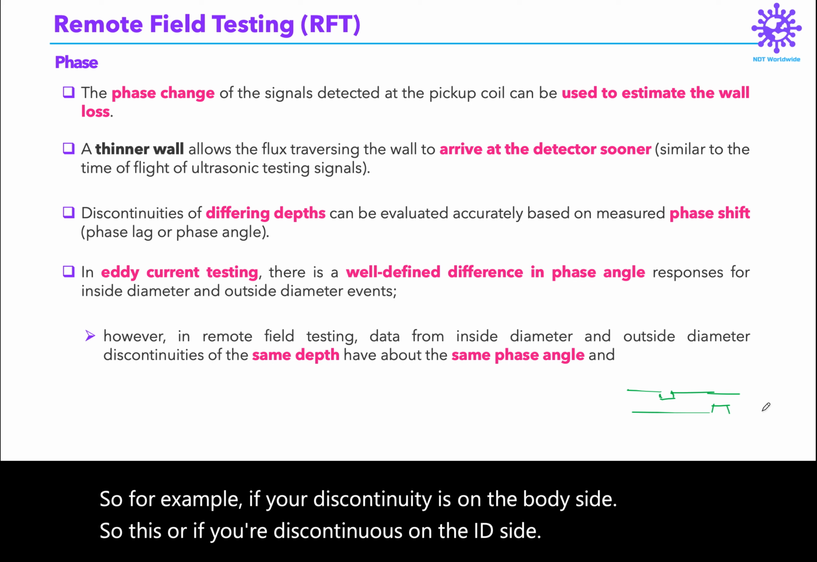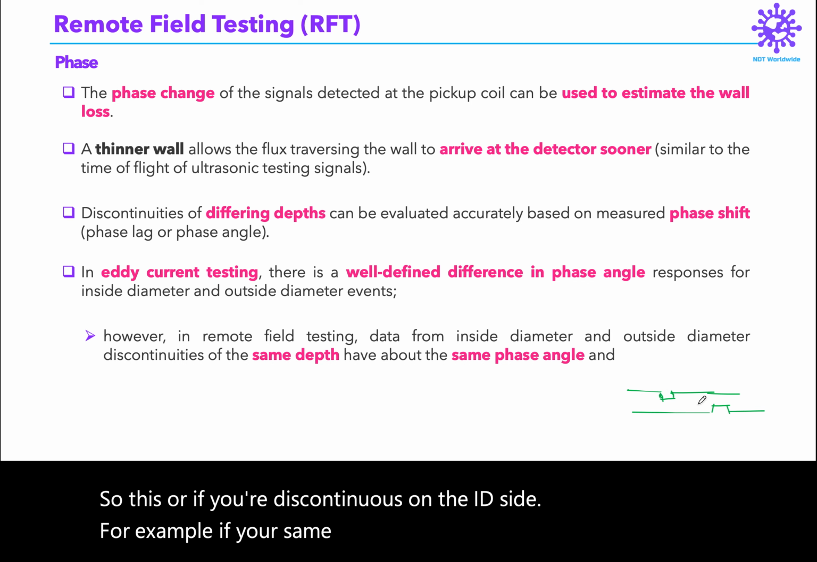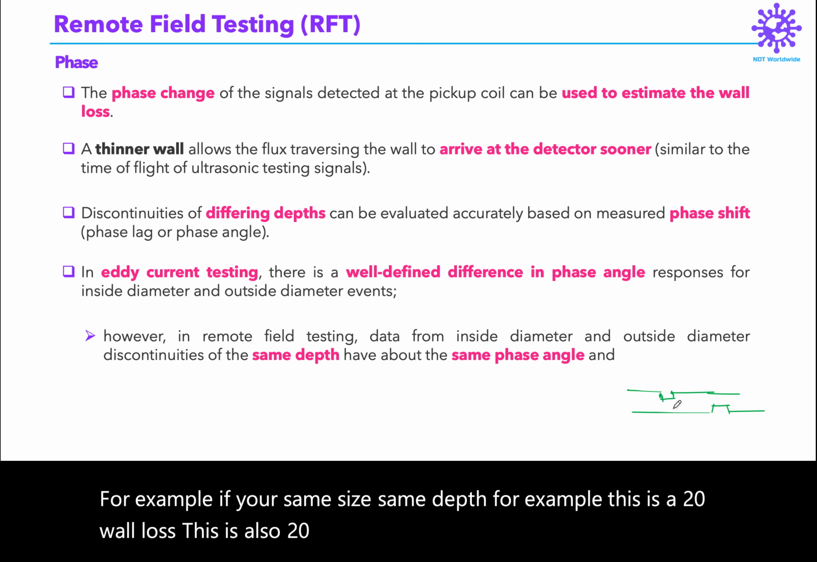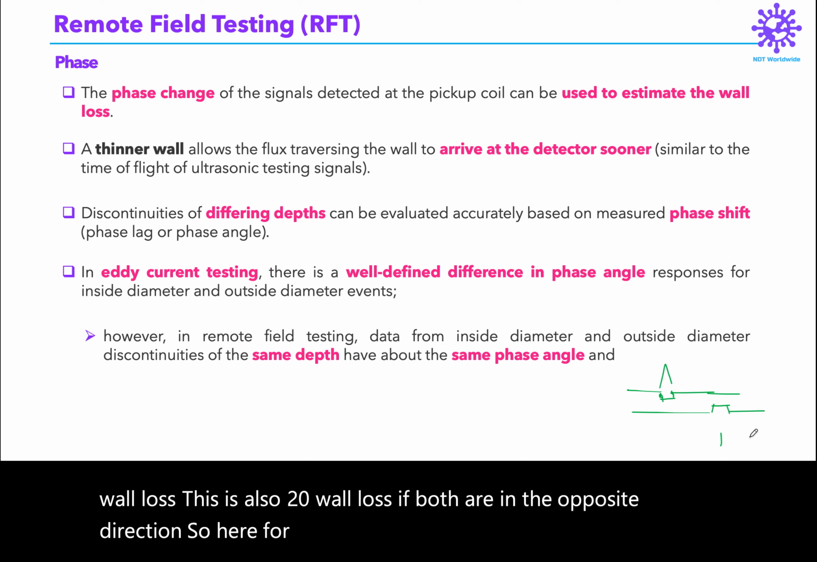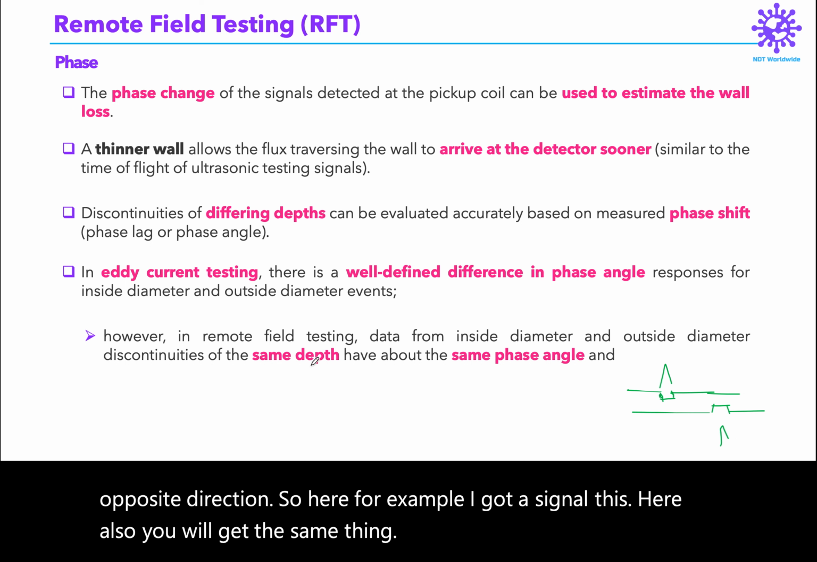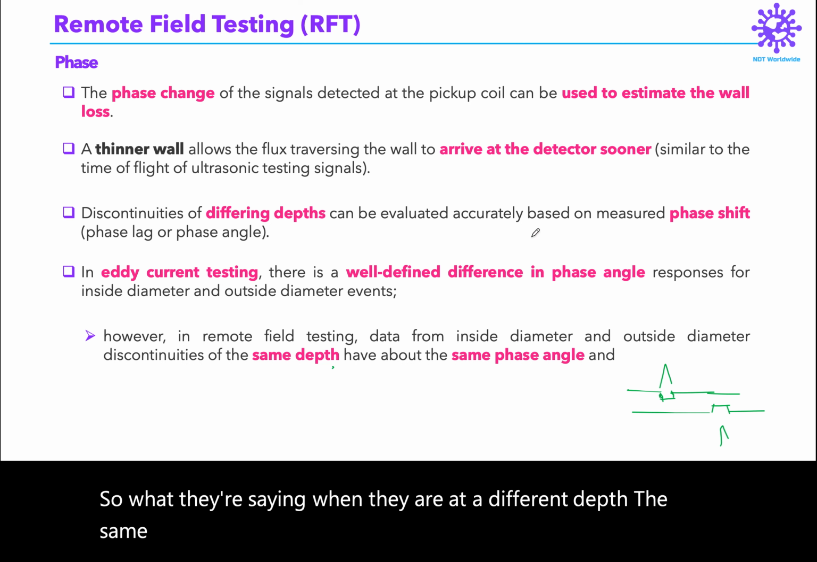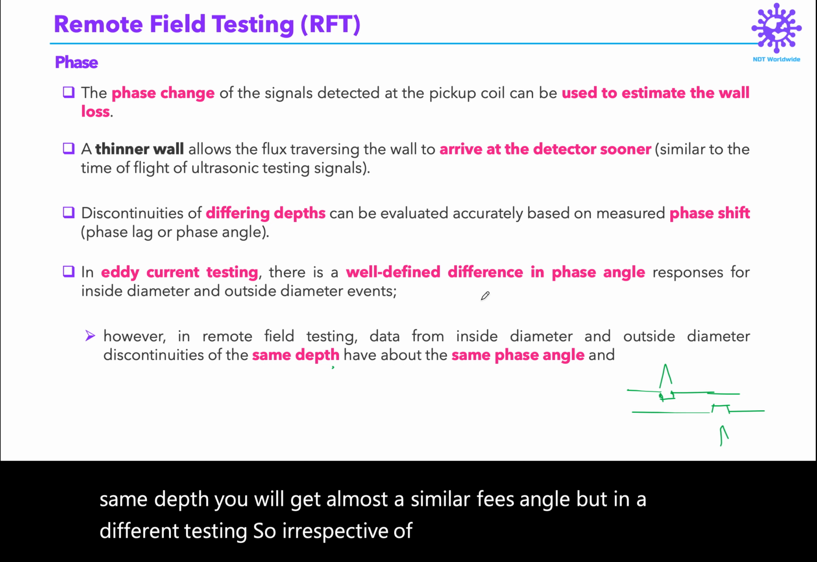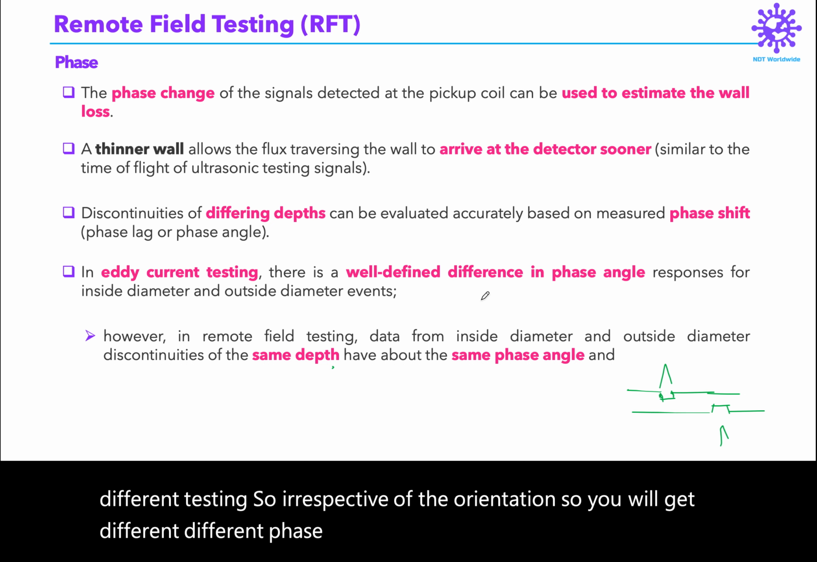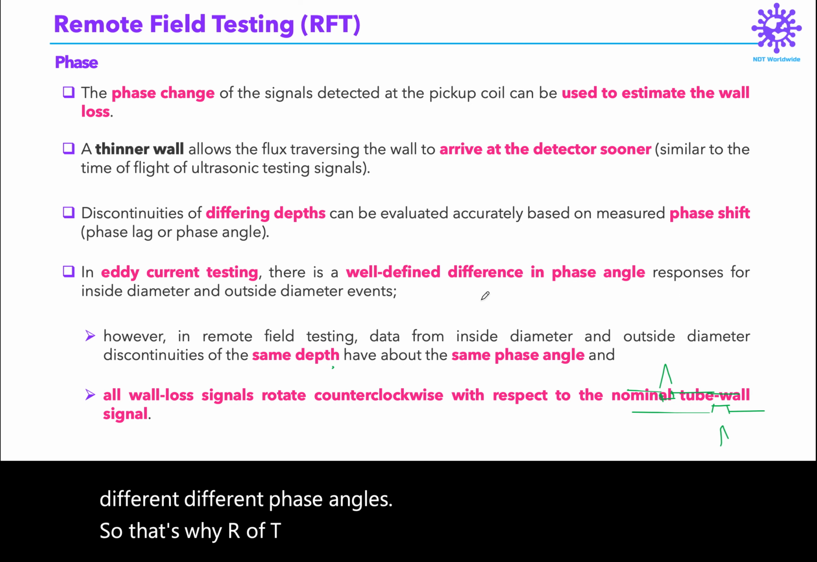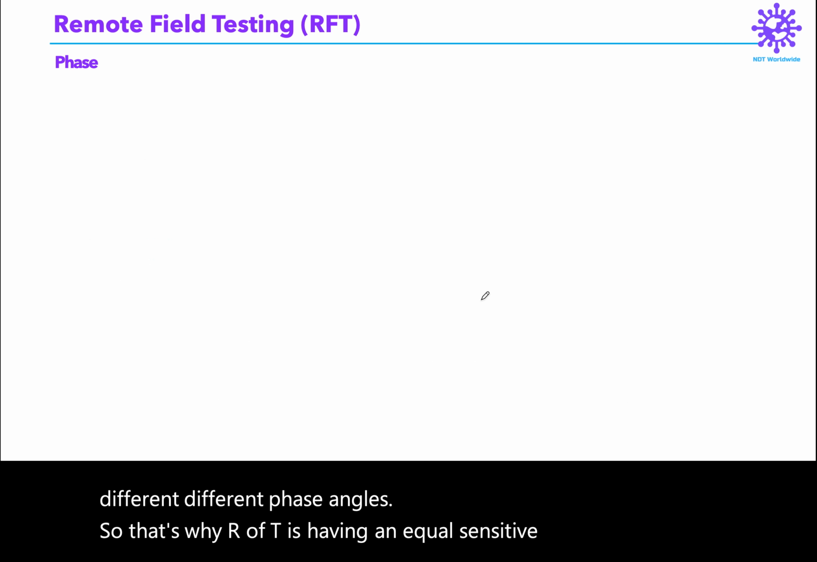for example, if it is the same size, same depth, say this is a 20% wall loss, and this is also 20% wall loss, but in the opposite direction. So for example, I got a signal like this, and here also you will get the same thing. So that's what they're saying: at the same depth, you will get almost a similar phase angle. But in eddy current testing, irrespective of the orientation, you will get different phase angles. So that's why RFT has equal sensitivity for both ID and OD discontinuities.